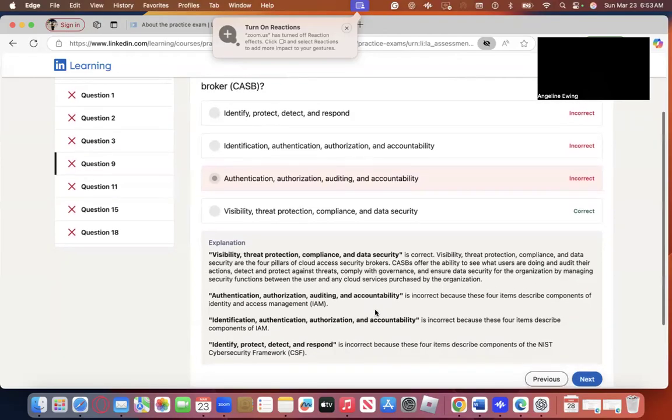IAM is authentication, authorization, auditing, and accounting. Identify, protect, detect, respond, and recover are the components of the NIST Cybersecurity Framework (CSF).